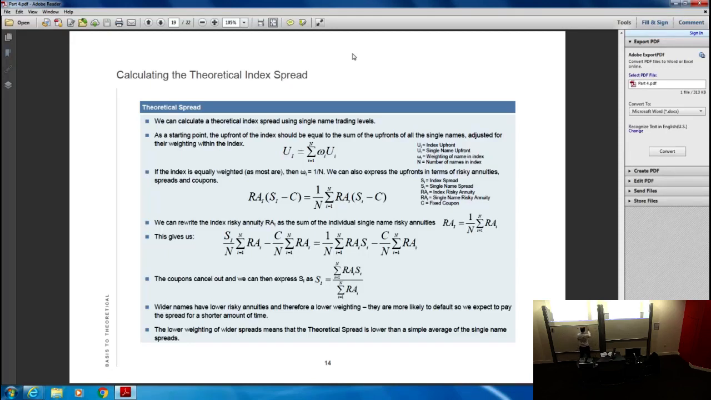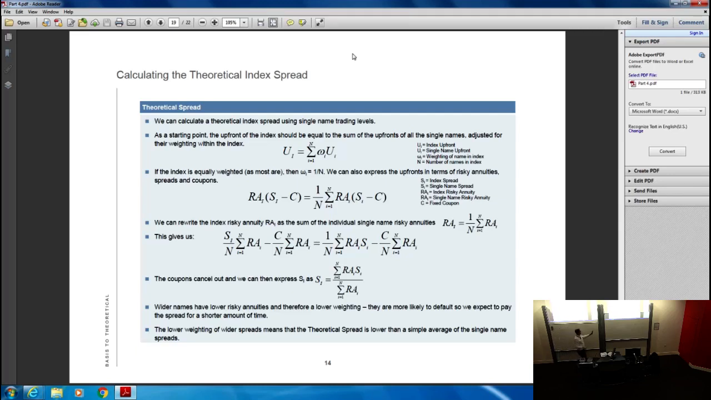And then with a little bit of rearranging of that equation at the bottom, we can say that the spread on the index is equal to, the two ns are going to cancel with each other, so we get the sum of each of the individual single name spreads times the risky annuity of each of the single names, divided by the sum of the risky annuities themselves. And if we go back to our identity over there, we can replace this with the risky annuity of the index itself.